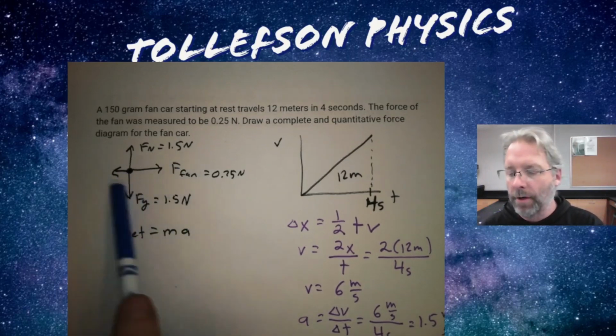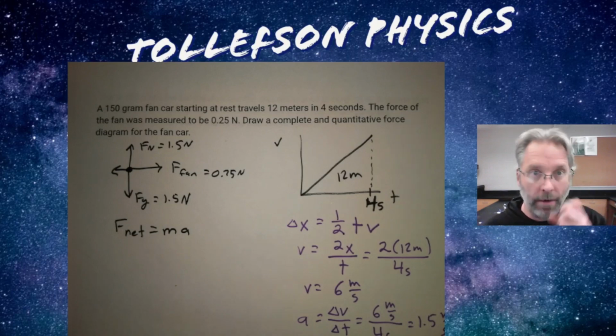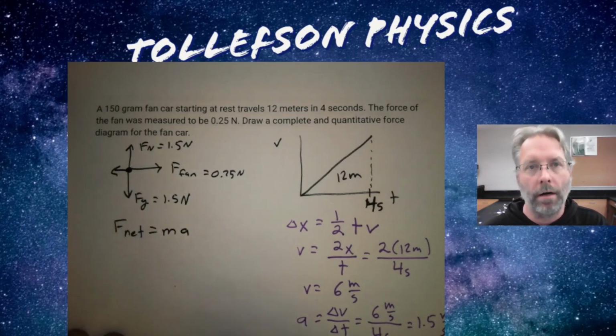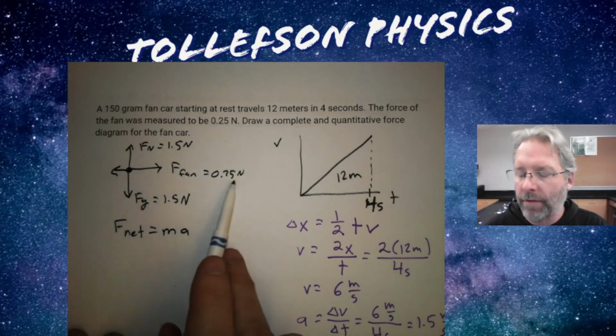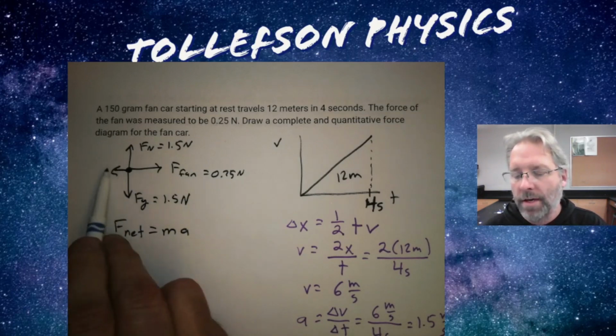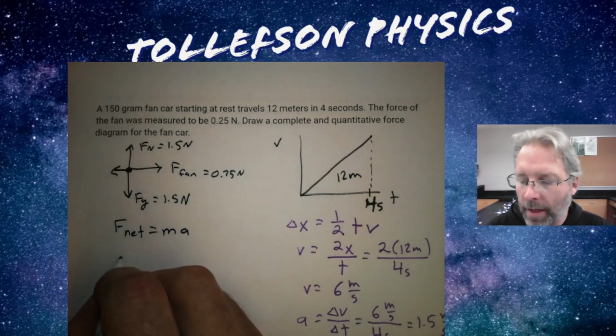Now remember, the net force is not a single arrow on my force diagram. It's basically the vector addition of all those arrows. But in this particular case, since the up arrow and the down arrow are equal to each other, they cancel each other out. And we only need to consider the force of the fan to the right of 0.25, and then the backwards force of friction, let's call it force of drag, that's going to make that net force less than the force of the fan. So let's find out what it is.